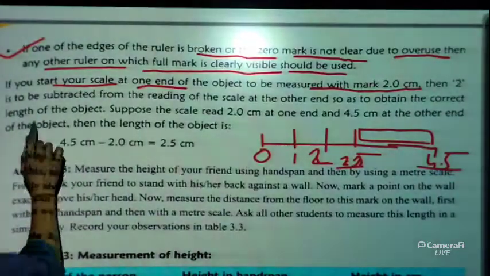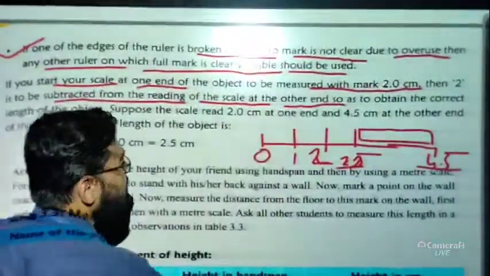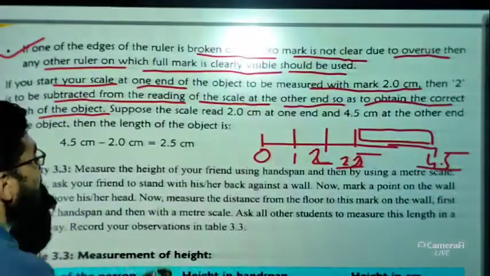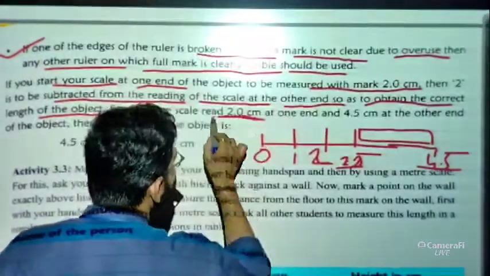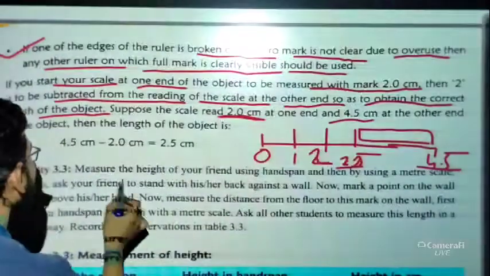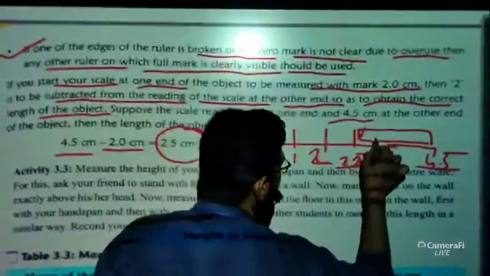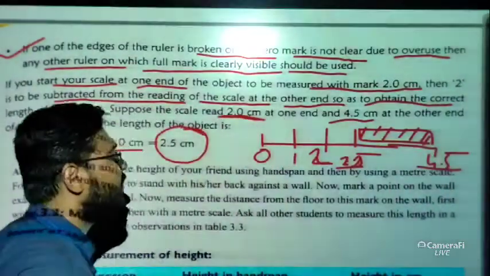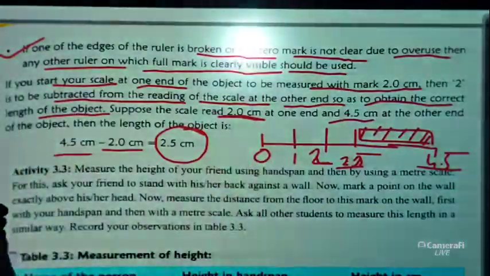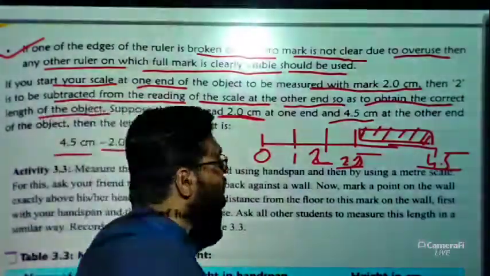Then what we have to do? Then it is to be subtracted from the reading of the scale at the other end, so as to obtain the correct length of the object. So if the scale reading is 2.5 centimeter at one end and the other end is at 4.5 centimeter, what we have to do? 4.5 minus 2.5. So the actual length of this object is 2 centimeter. Why are we doing this? Because we have not started from the 0 mark. Clear? I hope it is clear to you, students.